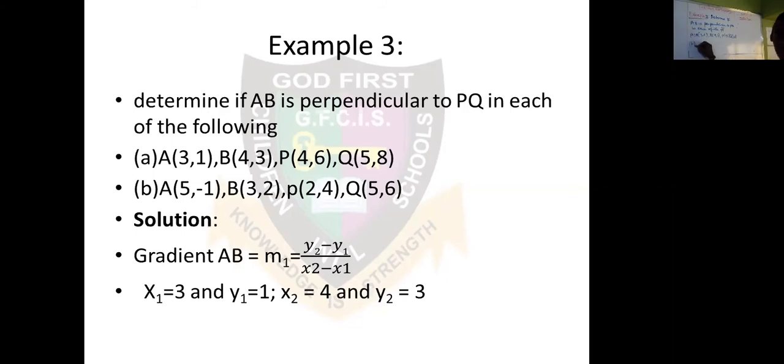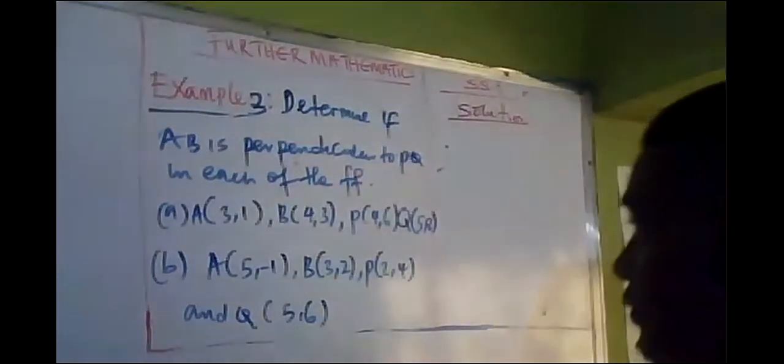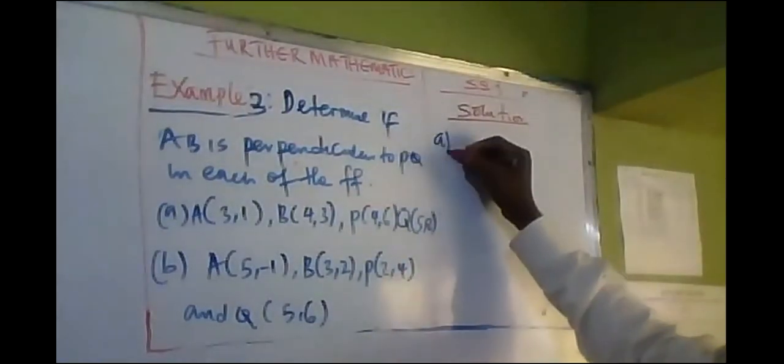Then the second: A(5, -1), B(3, 2), P(2, 4), and Q(5, 6). So let's solve it. Now, the first one, A.